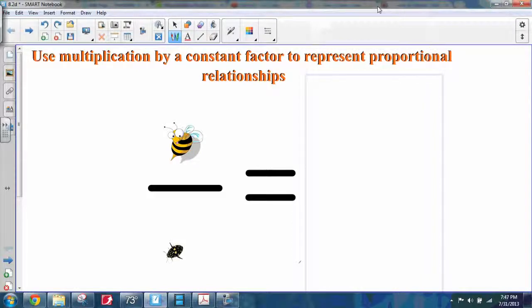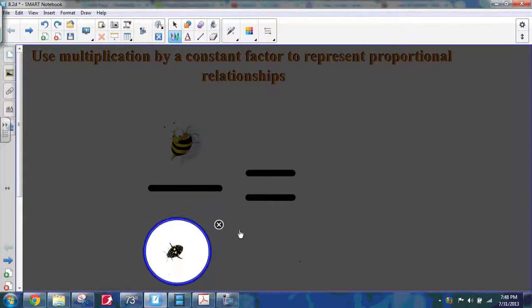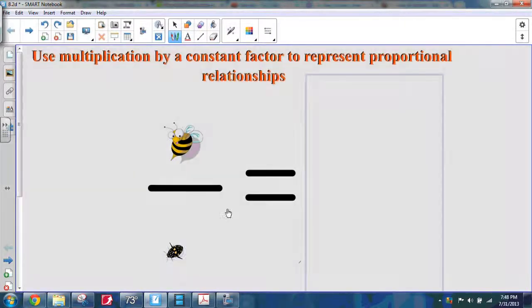Hello and welcome to the video where we will learn how to use multiplication by a constant factor to represent proportional relationships. Proportions are formed when we equate two ratios together, and ratios are the comparison of two different units. In this ratio, we are comparing a bee to a diving beetle. So our ratio is bee per beetle.